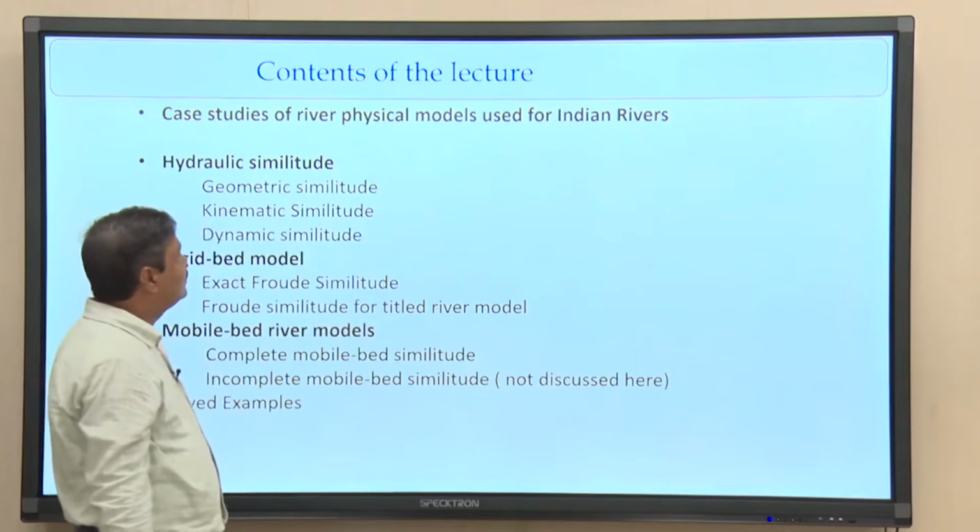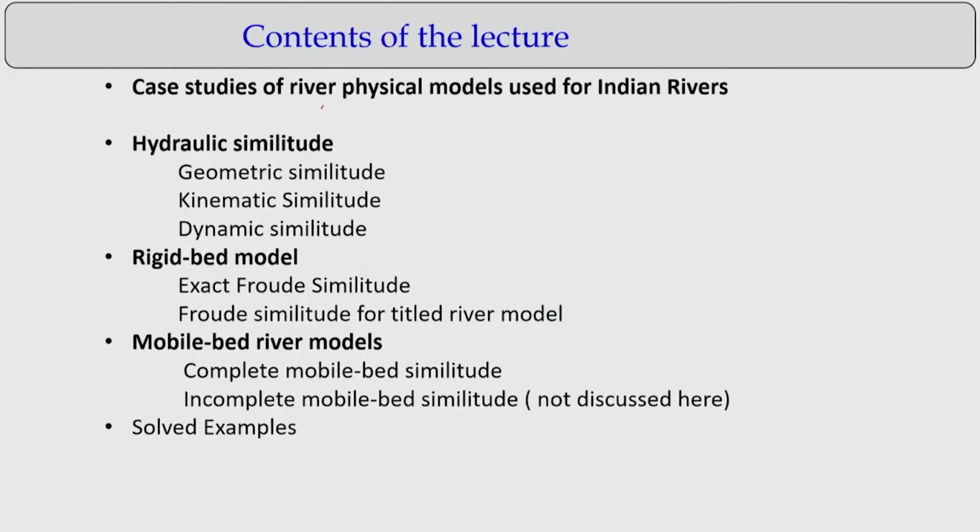I will show some case studies of river physical models used for Indian rivers, and then I will talk about the different types of similitudes, as you know from the basics: geometric similitude, kinematic similitude and dynamic similitude. And here we talk about 2 types of models: rigid bed models and mobile bed river models.